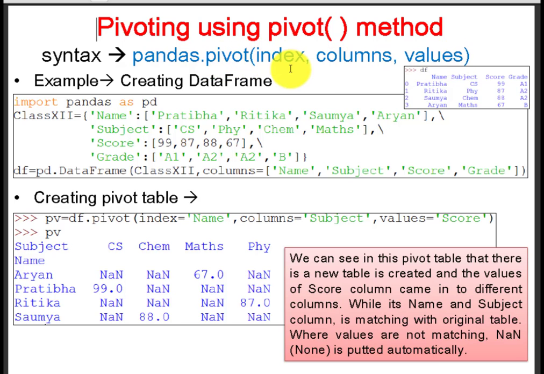pass three arguments: index, columns and values. Which column you want to create as an index, you can pass here; and which column you need from the table, so you generate the new columns; and third, in which value you want to do the analysis, you pass the values. So these three arguments you have to pass.